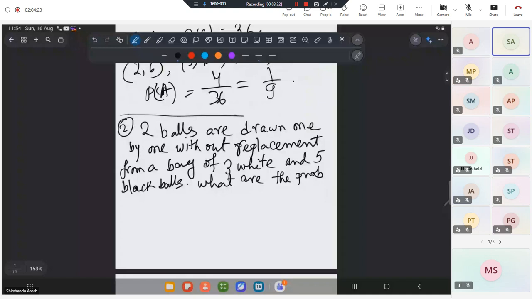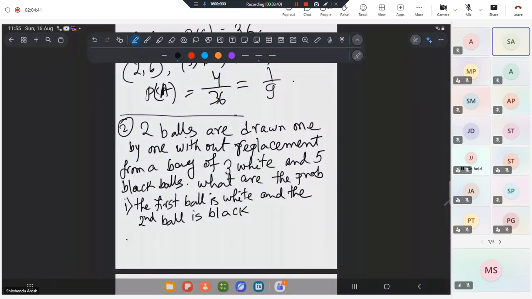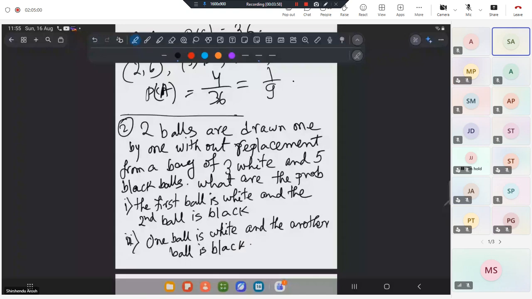One is that the first ball is white and the second ball is black. The second problem would be that one ball is white and the other ball is black. So of course, in this kind of problem, there are two things to observe.